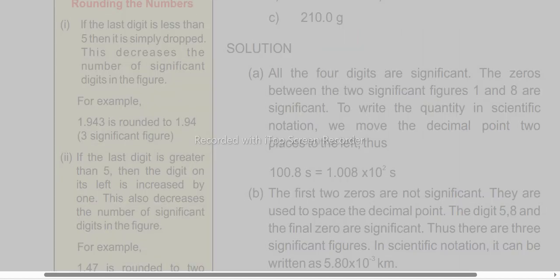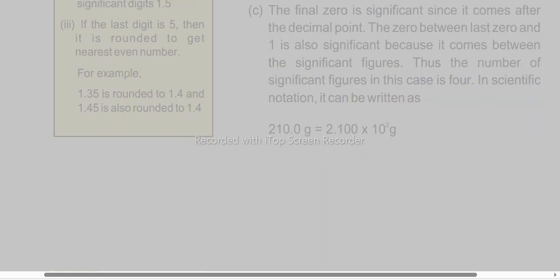Rounding the numbers. 1. If the last digit is less than 5, then it is simply dropped. This decreases the number of significant digits in the figure. For example, 1.943 is rounded to 1.94 in three significant figures. 2. If the last digit is greater than 5, then the digit on its left is increased by 1. This also decreases the number of significant digits in the figure. For example, 1.47 is rounded to two significant digits, 1.5.